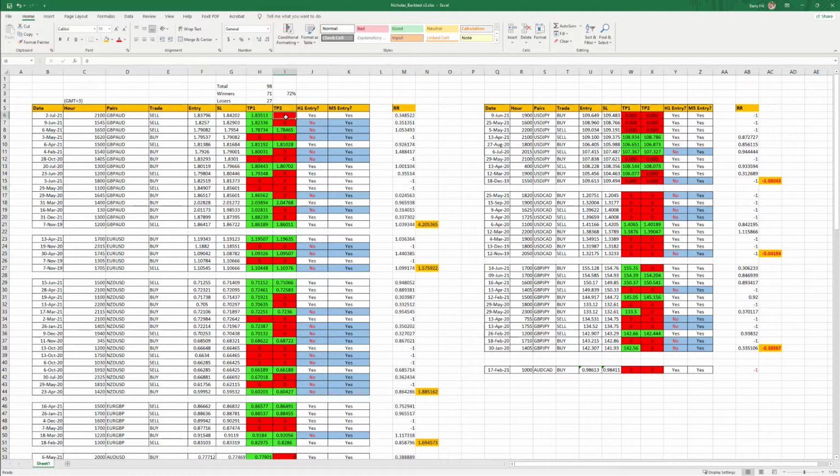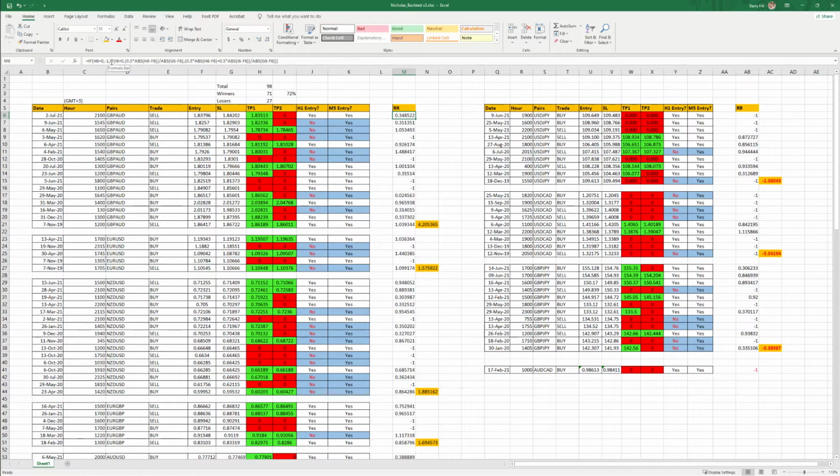So for example, in this formula I wrote if H6 is 0, H6 is this guy, TP1. If TP1 is 0, it means this is a losing trade. Then I just put -1 here, like in this row. It did not even get to TP1, so it's -1.